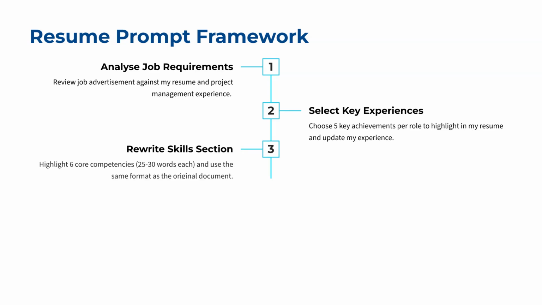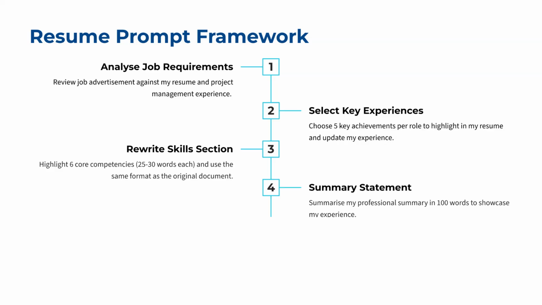Now under the skills section, I've asked it to rewrite and to highlight 6 key skills using a minimum of 25 words to a maximum of 30 words and use the same format as I've included in the document. I've also asked the AI to rewrite the summary section based on my experience to highlight some key skills based on the job, and I've added in brackets here 100 words so that the AI can write a detailed summary.